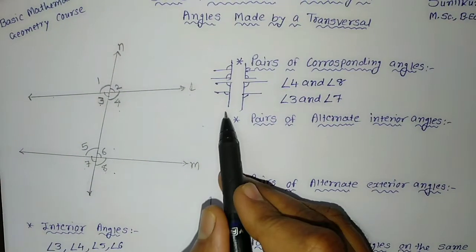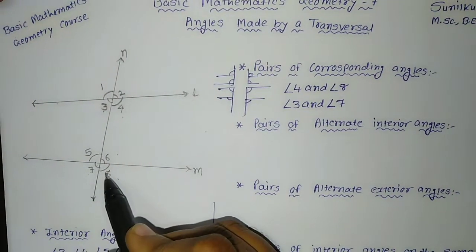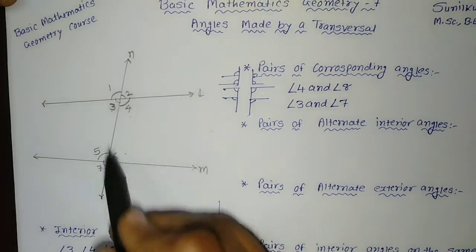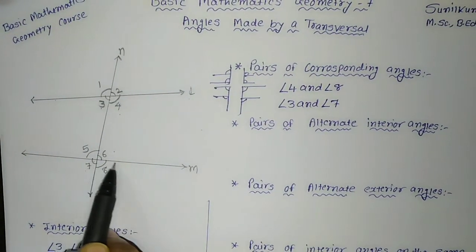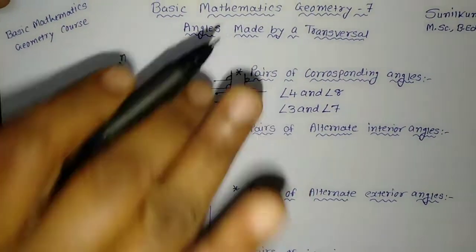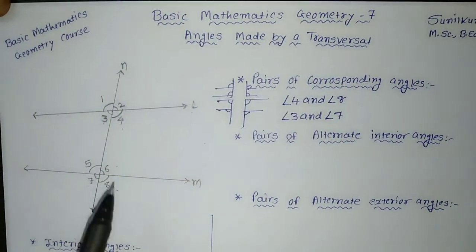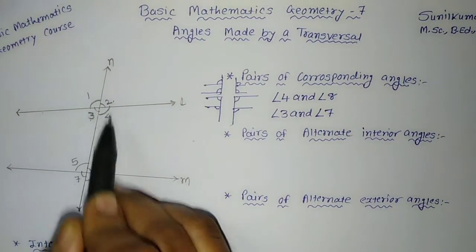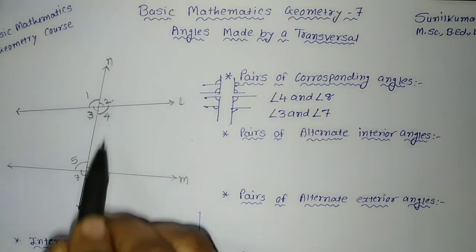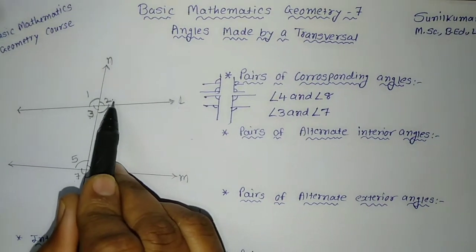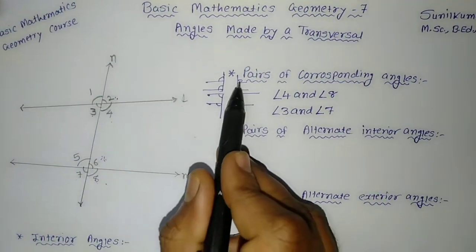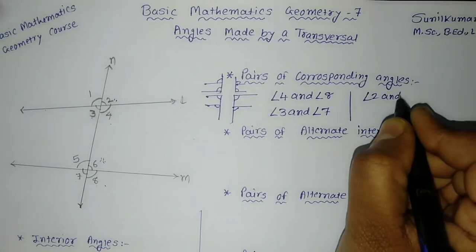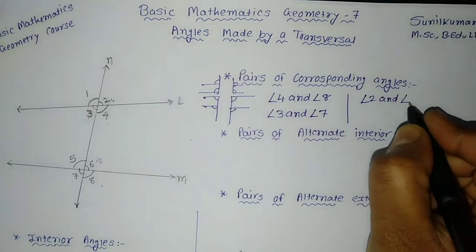In a similar way, as I told you, see where the F is forming, but in a reverse direction. You can see this F is forming over here. You can make it inverse, or you can turn this page or camera around. Then you can see the F forming here. So this angle and this angle would be the pairs of corresponding angles. So it is angle 2 and angle 6.